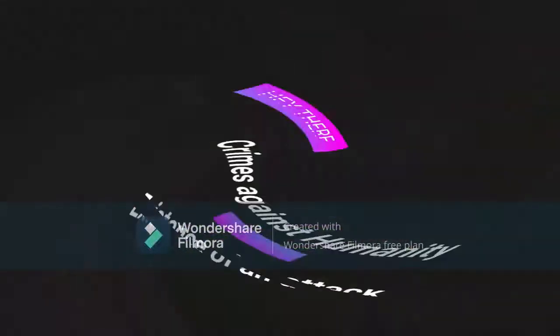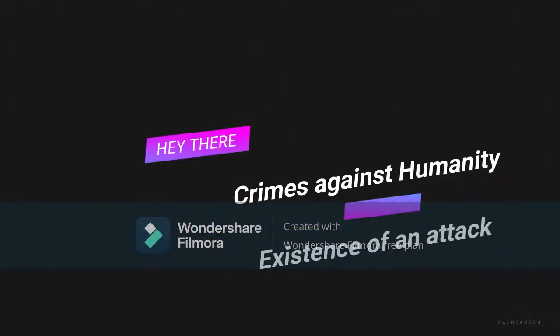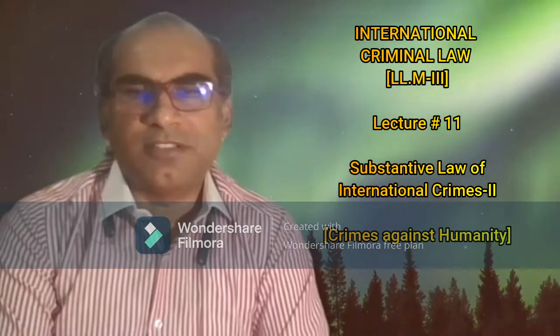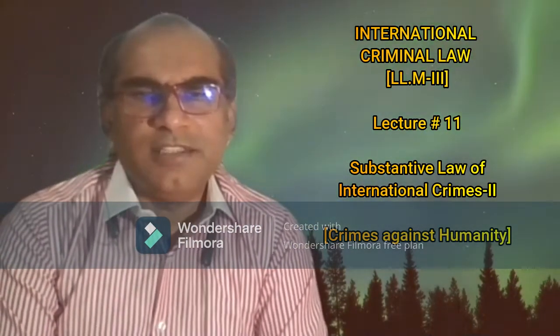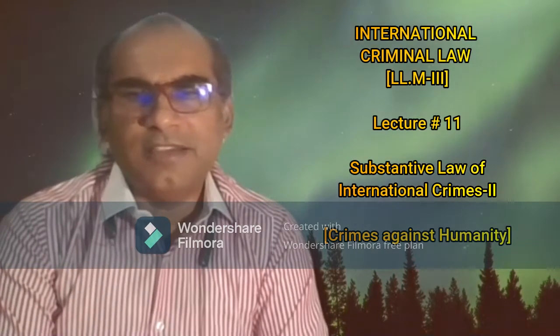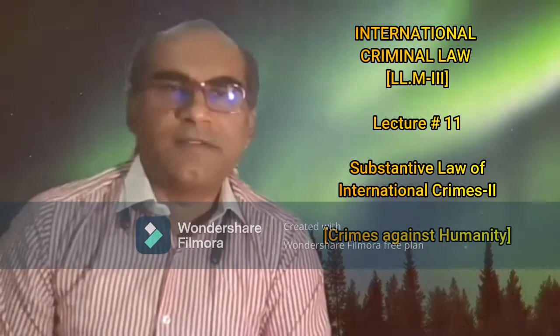So, the general requirements for crimes against humanity under the ICC statute: there must be an attack. The attack must be widespread or systematic. The attack must be directed against a civilian population. The perpetrator's conduct was part of the widespread or systematic attack. The perpetrator was aware of the link between his acts and the widespread or systematic attack.